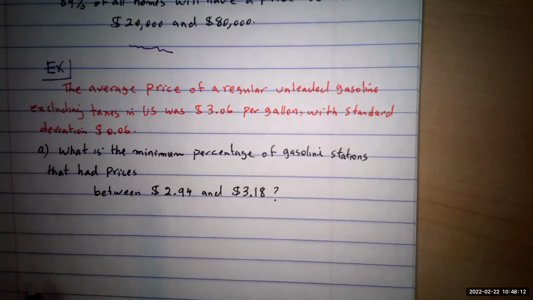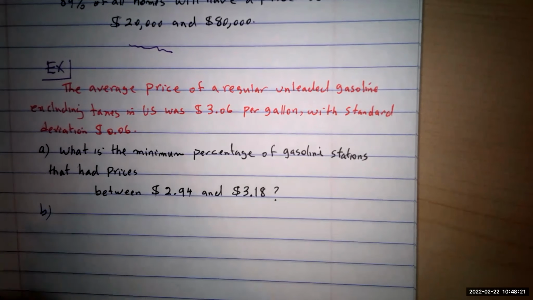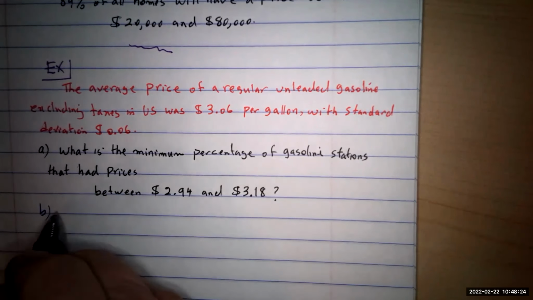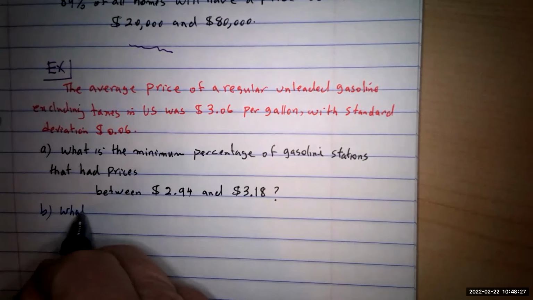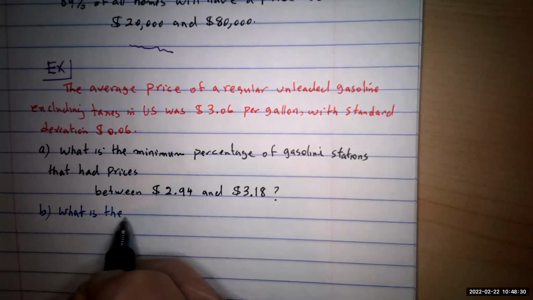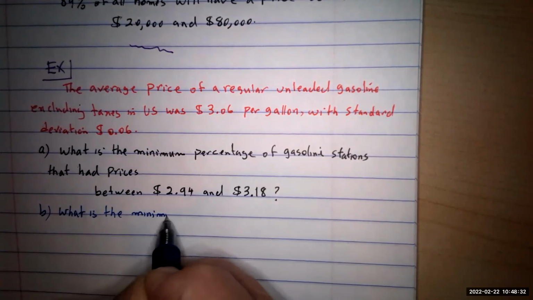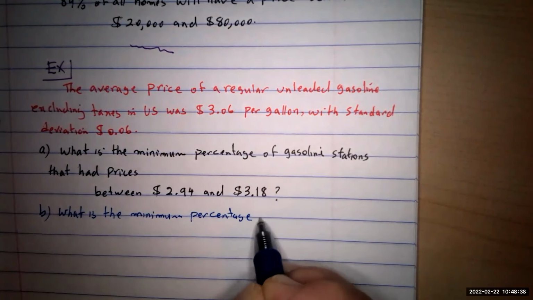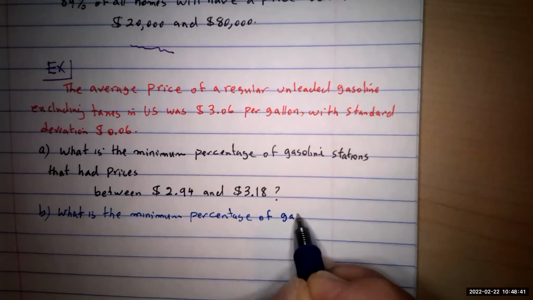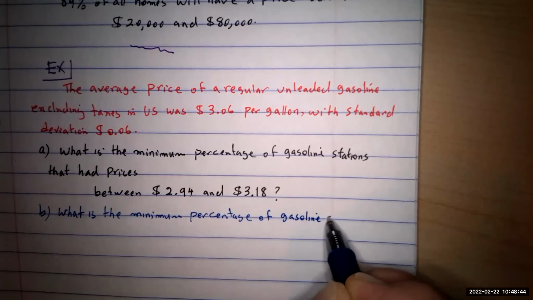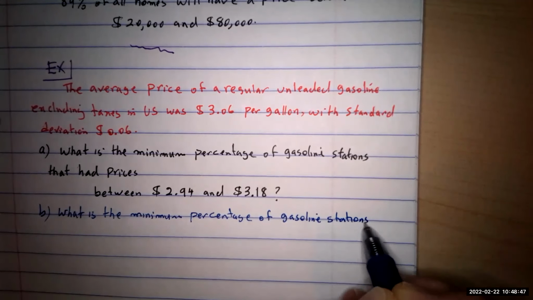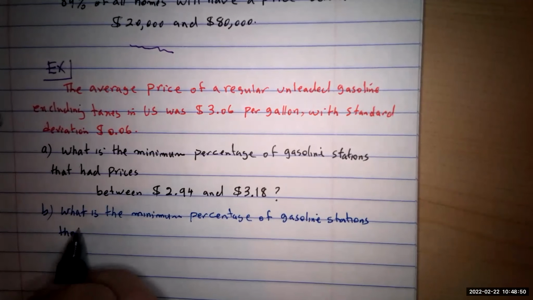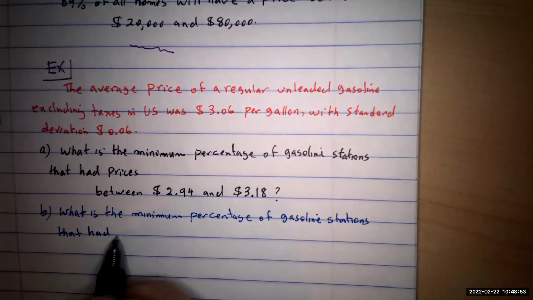So I should give you one more. This is going to be a standard. If you check it, you may get K equal to 2 or 3, but this next one is more interesting to know. Same thing: we want to know what is the minimum percentage of gasoline stations that had this price range.